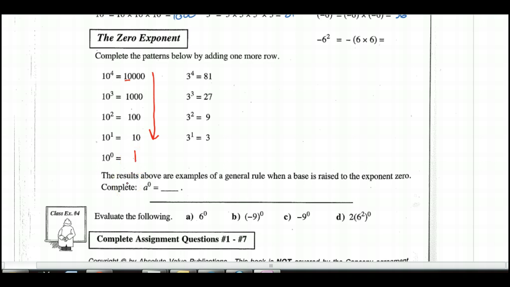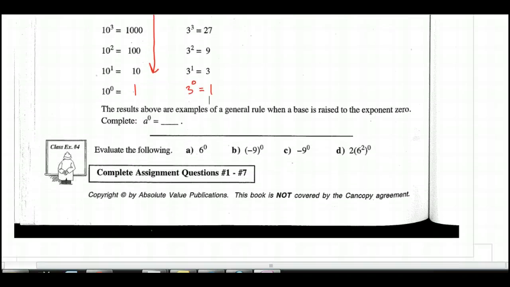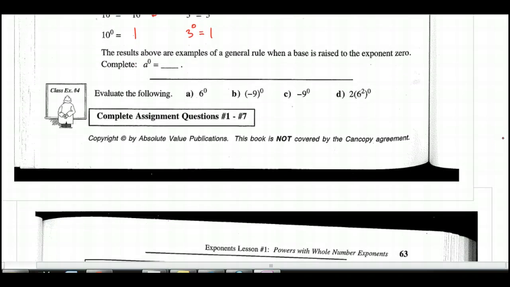Okay, that's really important. Let's check out the 3's. 3 to the power of 4 is 81. 3 cubed is 27. 3 squared is 9. 3 to the power of 1 is 3. 3 to the power of 0 is therefore 1. So if we can come up with a general rule here, it is that any base raised to the exponent of 0 equals 1. That's one of our first rules today.